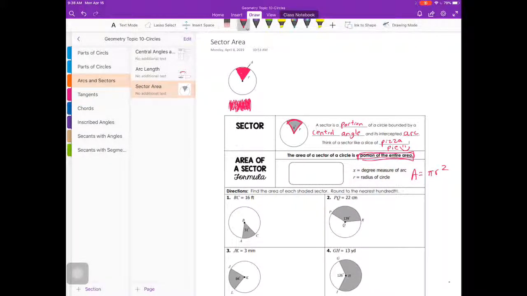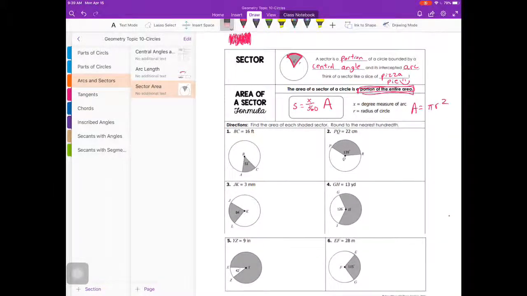And so we can call our sector area x out of 360, just like the arc length was a portion of the circumference. The sector area is the portion of the area of the entire circle. And lucky for you, this part is super easy because they gave us radii for almost everything. So this one here, BC is 16 feet.